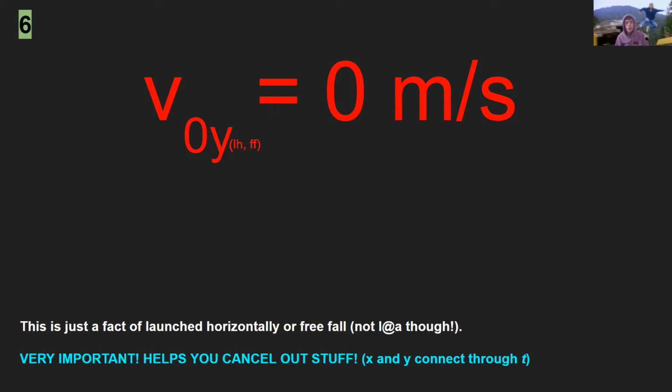And this is a very helpful thing, because remember that with kinematic equations, if you're trying to find something and you have too many unknown variables, they can connect through t.